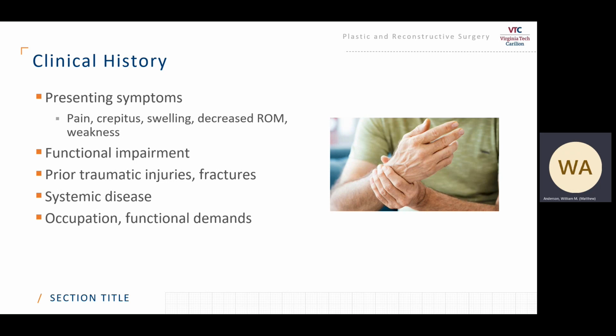Prior traumatic injuries and prior fractures are important to get a history for, as well as any underlying systemic disease or comorbidities. And then occupational and functional demands are important to note, as this often will lean the surgeon one way or the other as far as which procedure to pursue.